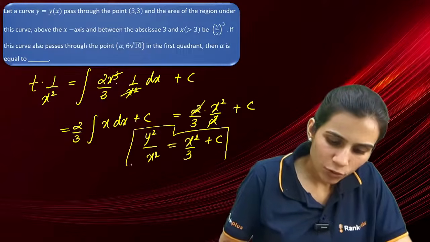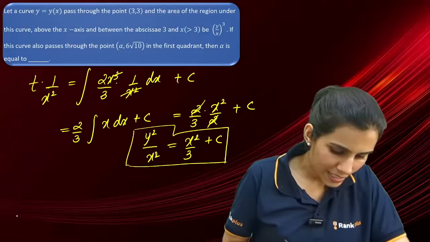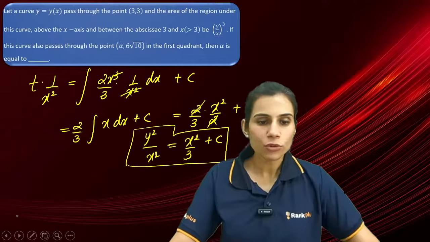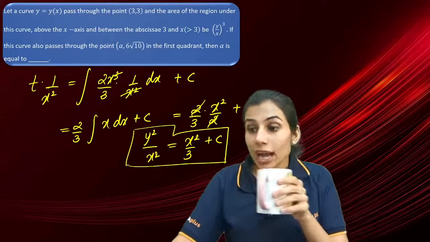This kind of looks like your curve, but still c is unknown. Still, c is unknown. How do you plan to find it? Still, your c is unknown. How do you plan to find it?